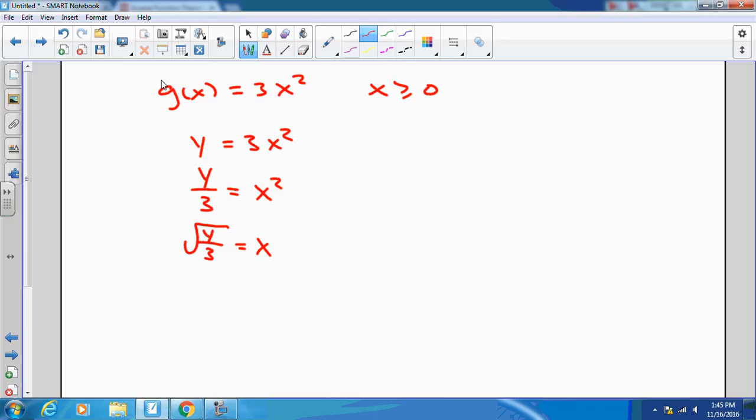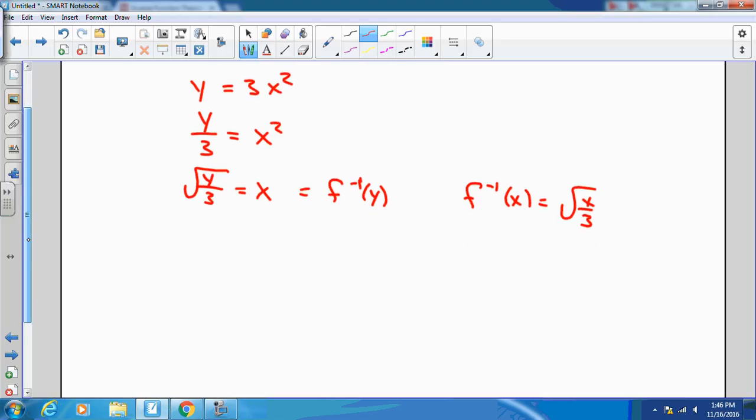And we make the branch choice based upon the domain. Notice that my x's have to be non-negative. So that means I'm going to choose the positive root. And that gives me f inverse of y. If I want now to evaluate f inverse of x, I substitute x. And get f inverse of x equals root x over 3. And in this problem, I asked you to compute the derivative of the inverse in 2 different ways.